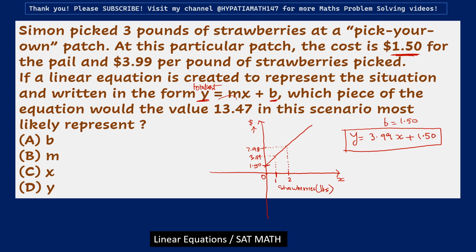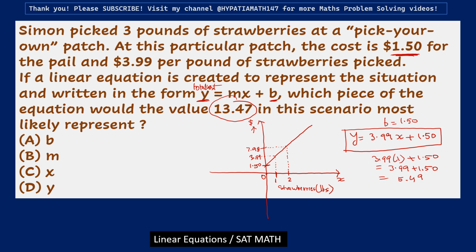Now the question is, what is 13.47? Let us see what 13.47 is. If you were buying 1 pound of strawberries, you would pay 3.99 times 1 plus 1.50. That is 3.99 plus 1.50, which is 5.49.